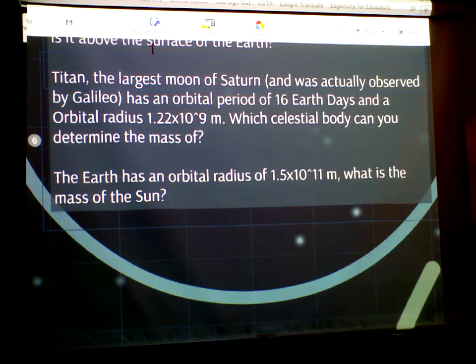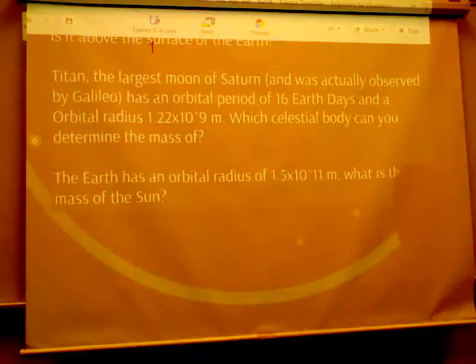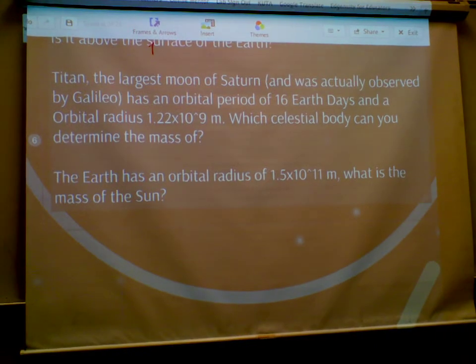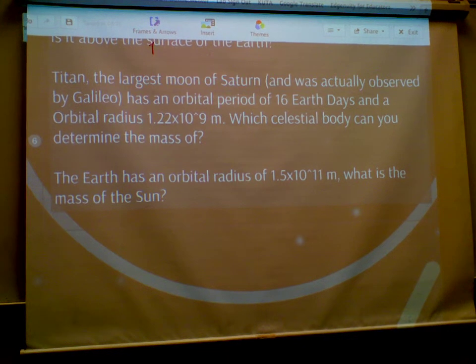All right, guys, let's go to this Titan example. Now, before I get into this, has any of you ever wondered how we know the mass of celestial bodies? Because we cheat with math. Take a guess. We just take a guess. Okay? Have any of you ever wondered?